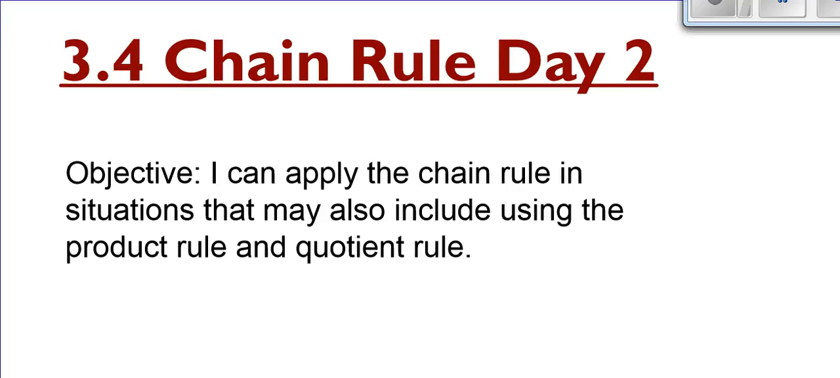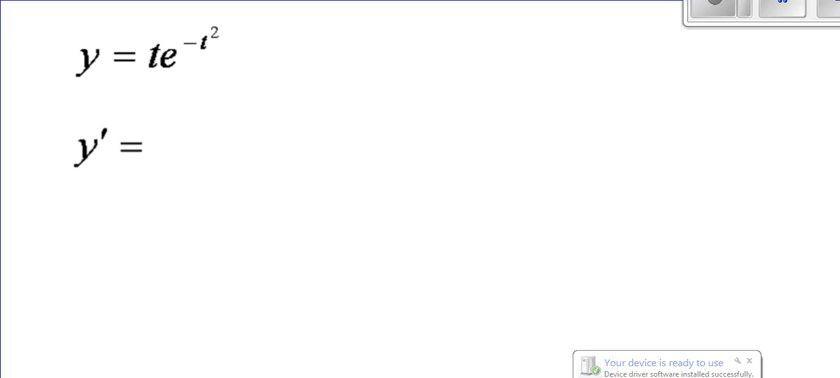In this lesson, we're going to explore 4 problems that involve not only chain rule, but either product rule or quotient rule at the same time. So let's go ahead and dive into our very first problem. And here it is, y equals t e to the negative t squared.